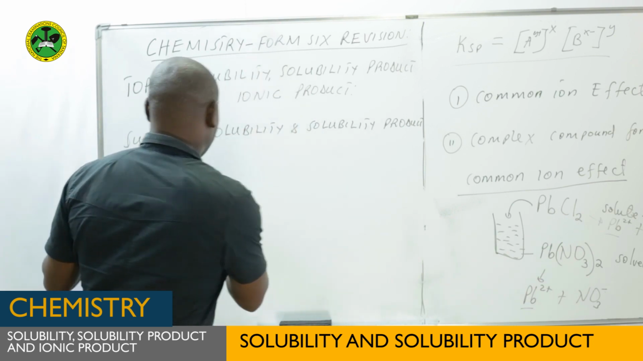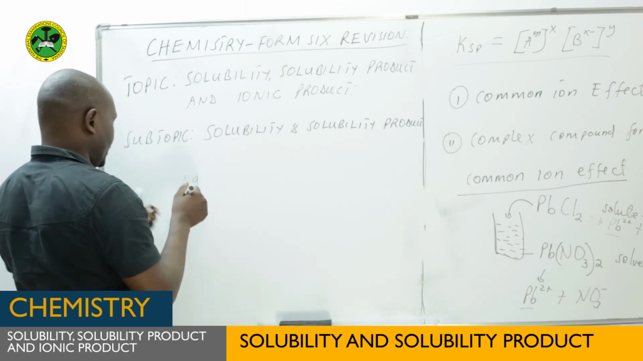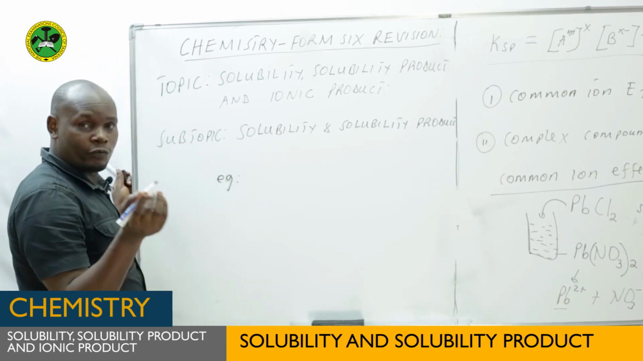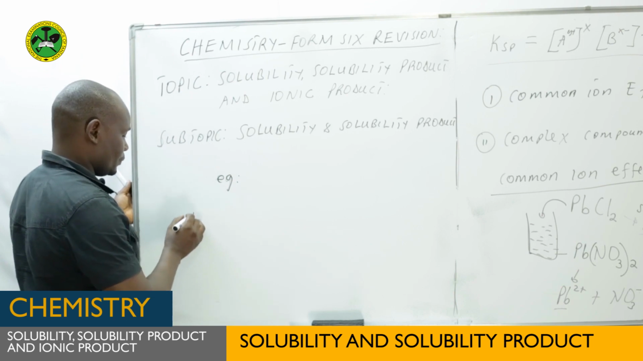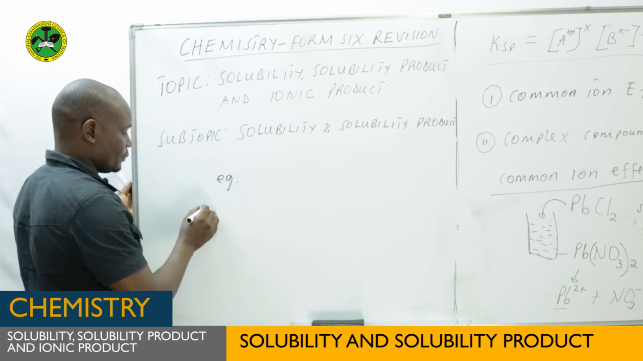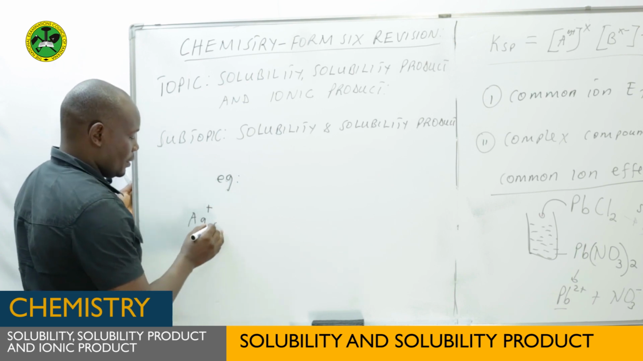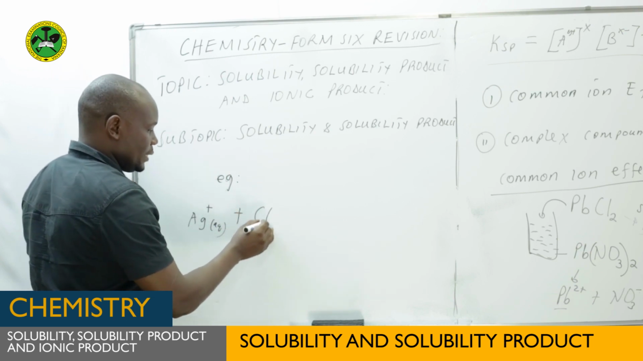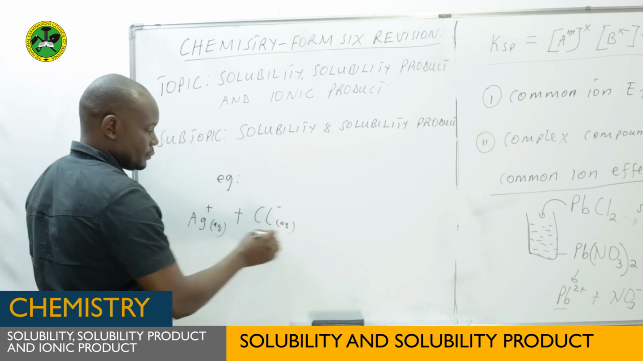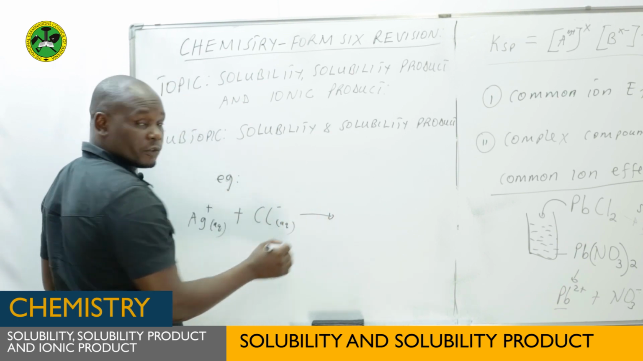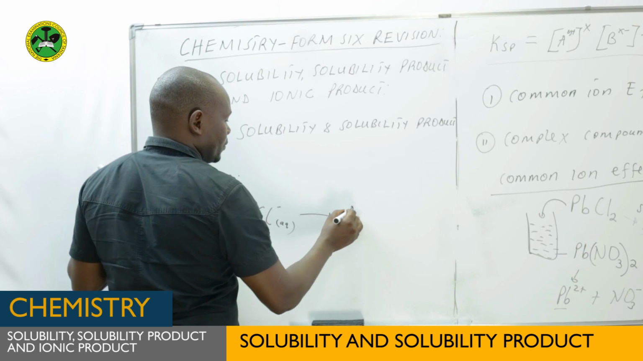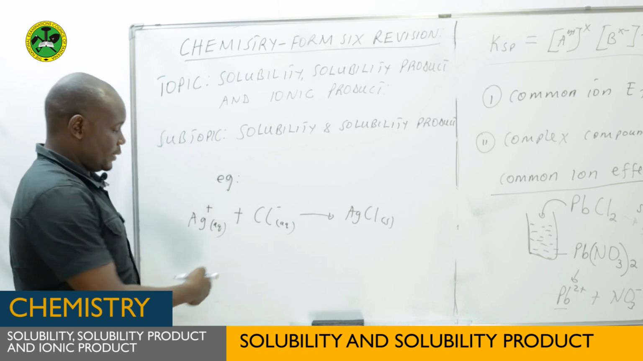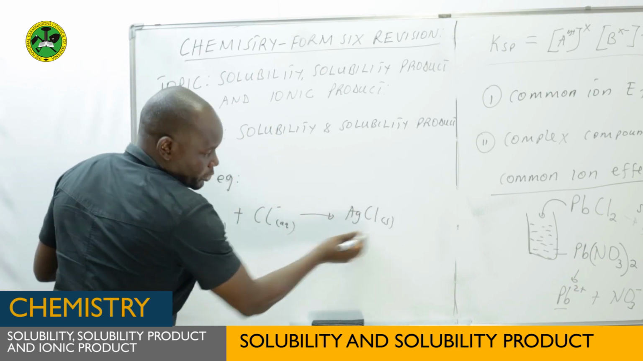For example, if we have, let's say, silver nitrate, taking an example, you have a solution of silver, and to that solution which contains silver ions, you add chloride ions, then it will result in the formation of a white precipitate of silver chloride. That is under normal condition, and this is solid.